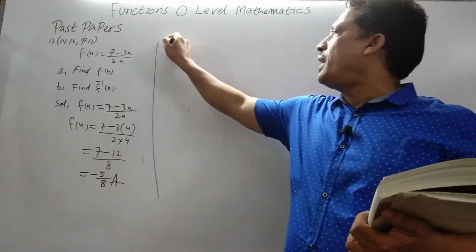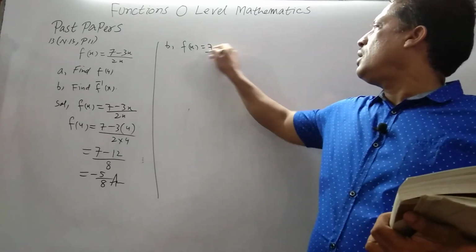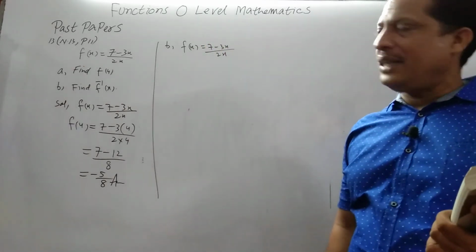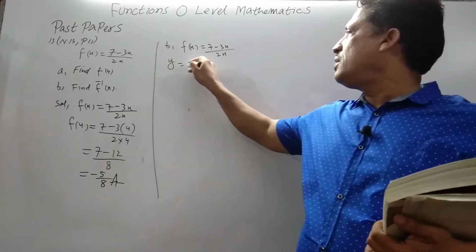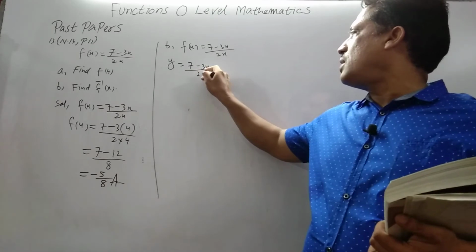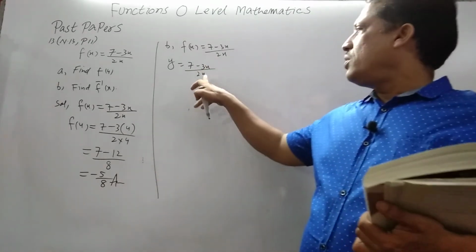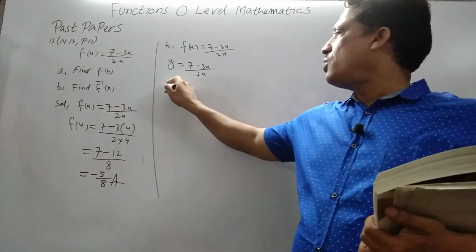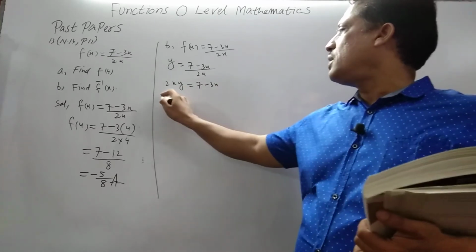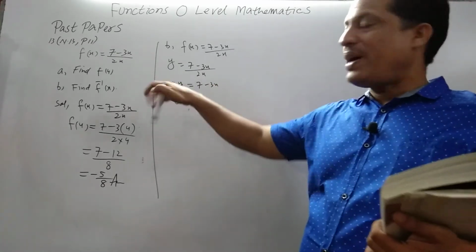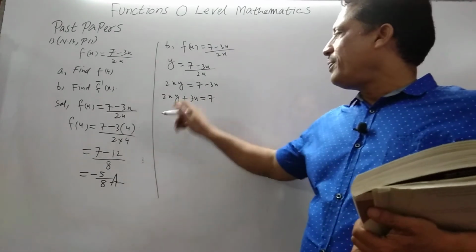The second part is we have to find the inverse. How to find the inverse? You know very well. First replace f(x) by y, 7 minus 3x upon 2x. Next we have to make x the subject. Multiply this 2x by y. You will get 2xy is equal to 7 minus 3x. 2xy, move this minus 3x to the other side, it will become plus 3x is equal to 7.